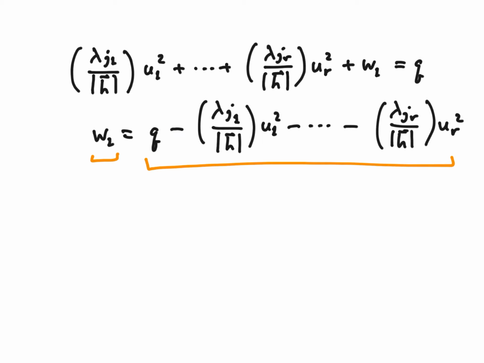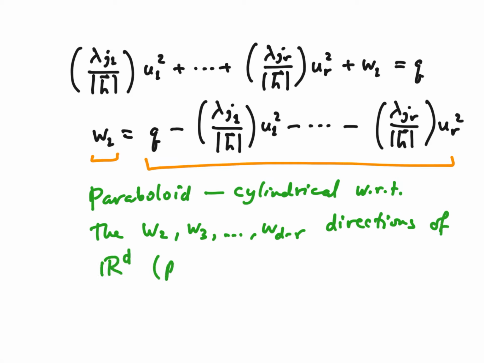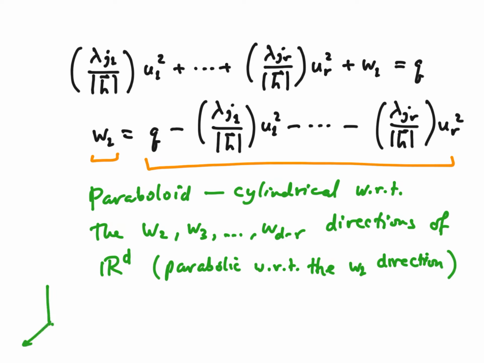By making one additional rotation of d space, we can get the equation into that form, which is the form of a paraboloid. And it's also noticeable that it's cylindrical automatically with respect to the W2, W3, ... W(d minus r) directions of d space. And it's of course parabolic with respect to the W1 direction. I should clarify what I mean. What do I mean by the W1 direction anyway? Let me clarify.